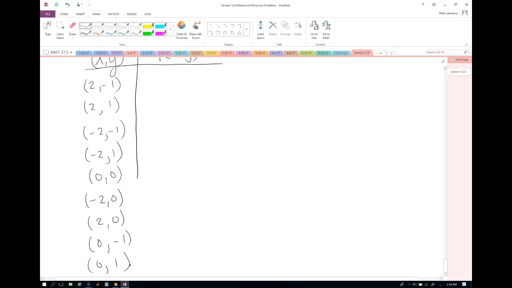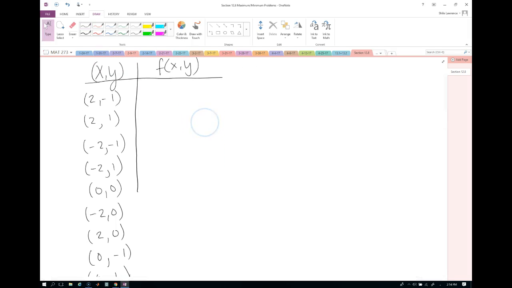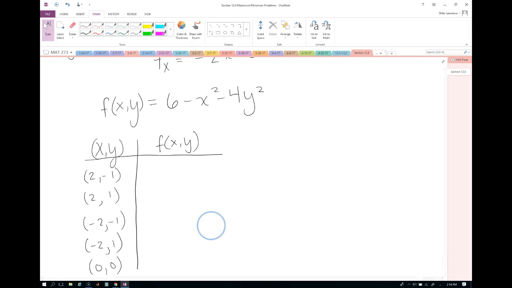We need to find the functional value for every single one of these. So for every single one, I'm going to say 6 minus 2 squared minus 4 times -1 squared, and see what the functional value is. And then our ultimate decision on the max and mins are going to be the highest and the lowest functional value. So this is going to be 6 minus 4 minus 4, which is -2.